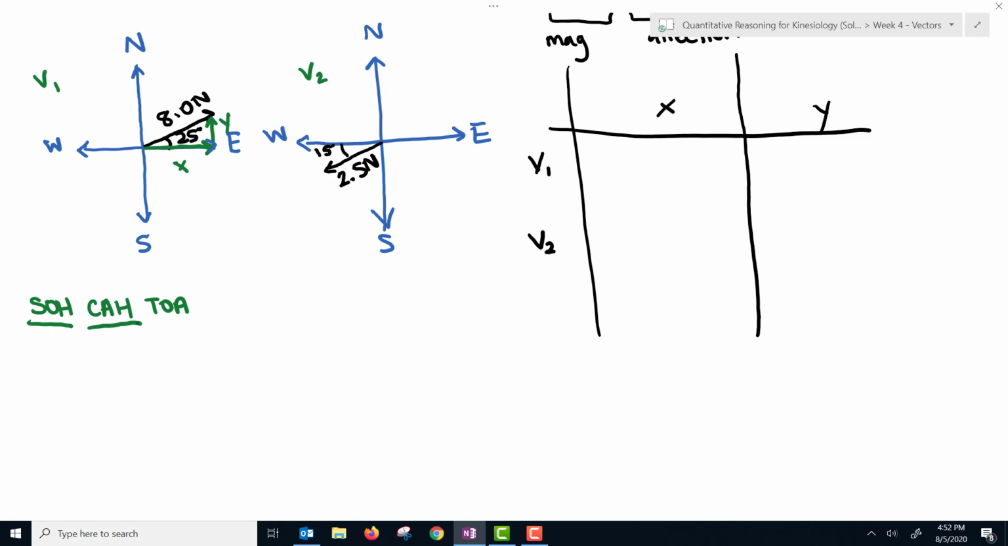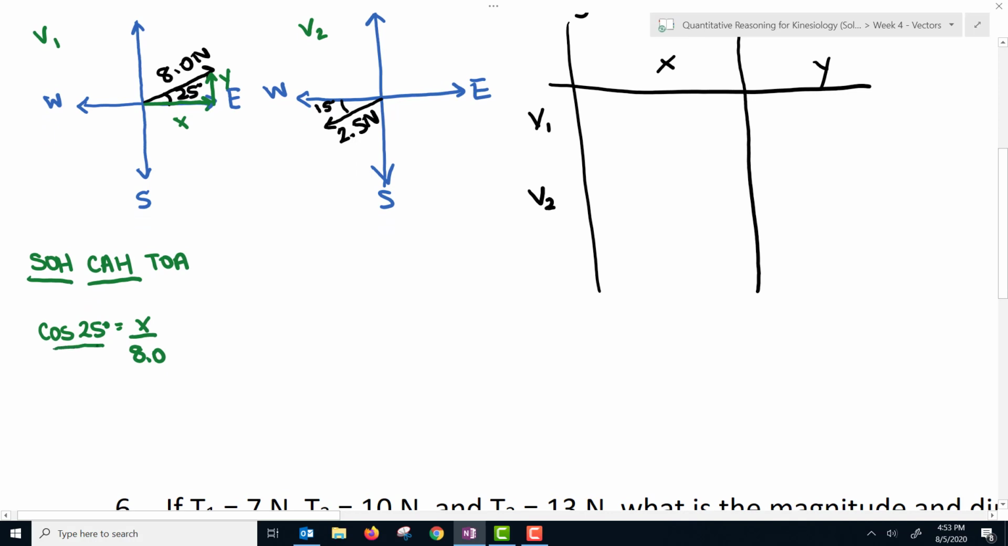Every time we do this, we're going to be looking for both sides. One time we're going to use SO, the other time we're going to use CA. You just have to know which one's which. In this case, we're looking for the adjacent side because we're going to start with x, so we're going to use CA. So cos of the angle 25 degrees is equal to adjacent, which is x, over hypotenuse, which is 8.0. When we cross multiply, we can make the left side over 1, and we get x is equal to 8.0 cos 25 degrees.